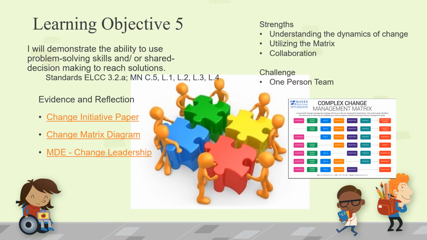I believe Objective 5, I will demonstrate the ability to use problem-solving skills and shared decision-making to reach solutions, is a huge objective that I grew and learned a lot from in this course. There's just so many great resources out there that provided such great insight on how to make change effective, including everyone on the team. The evidence of learning I've provided is a change matrix diagram, which goes with one of those great resources, the MDE Change Leadership Guideline, and the Change Initiative paper.